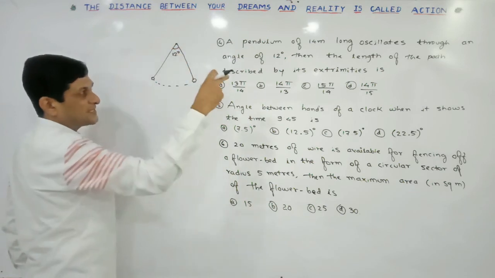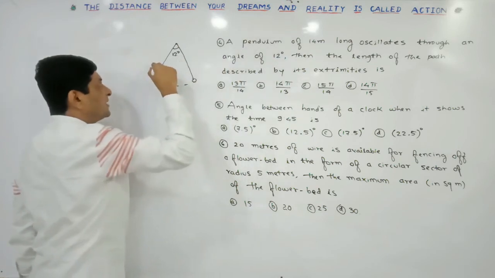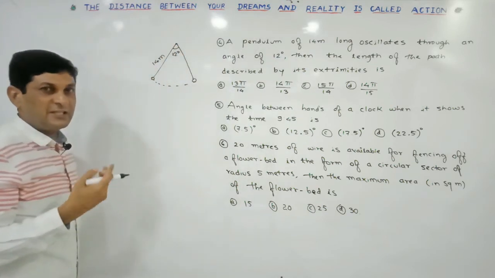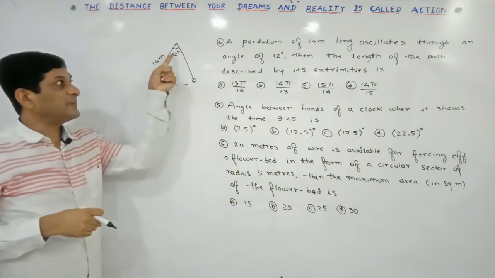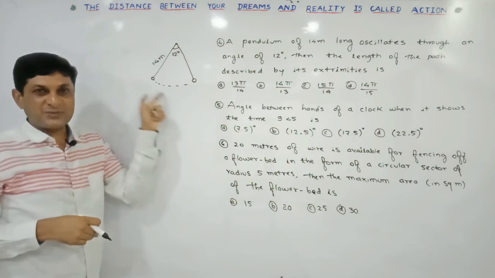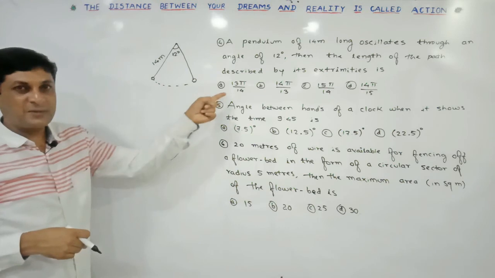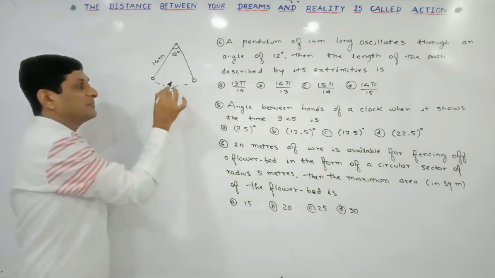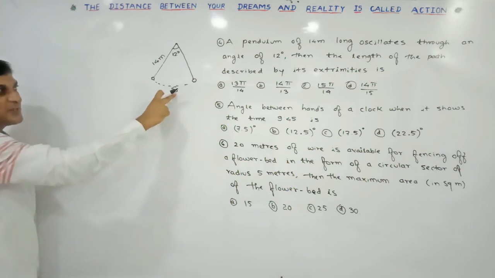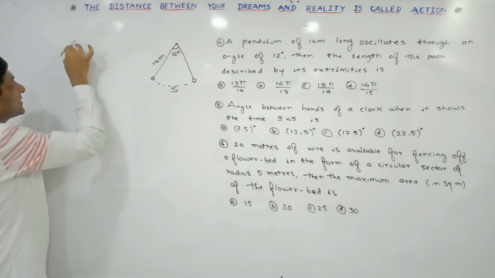It is given to us, and the length of the pendulum is also given to us. What is the length of the pendulum? It is equal to 14 meter. This length of the pendulum is nothing but the radius, meaning r is given and theta is also given. We have to find out the path described by its extremities, which is nothing but the arc of a circle, meaning s. To find the value of s, the values required are r and theta, and both are given to us.